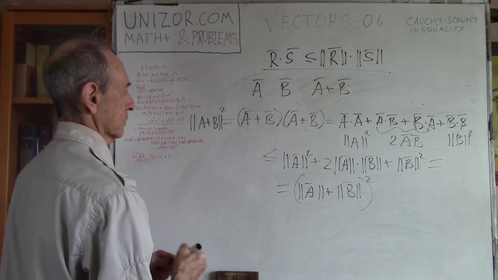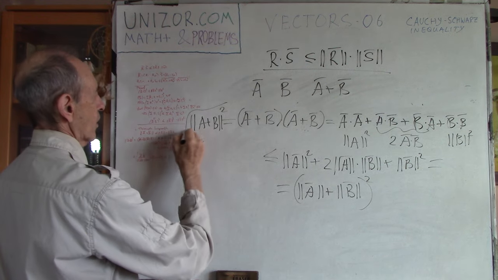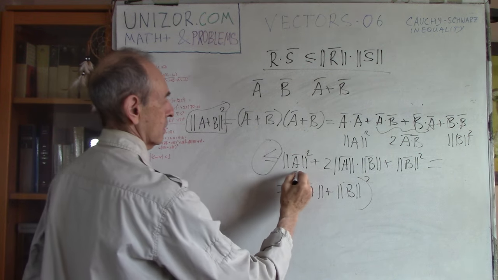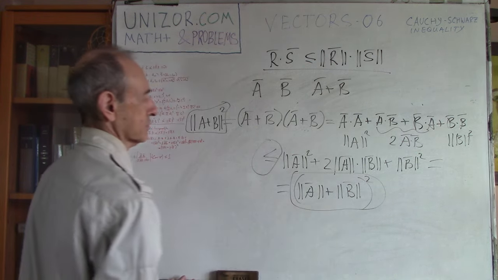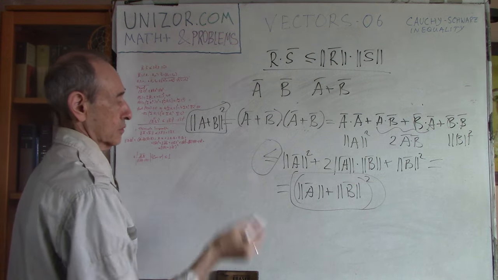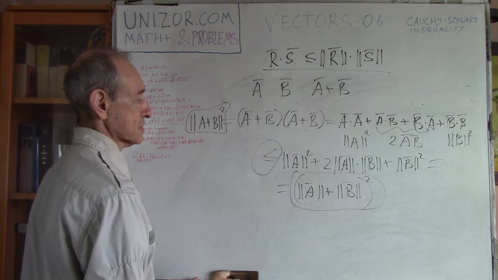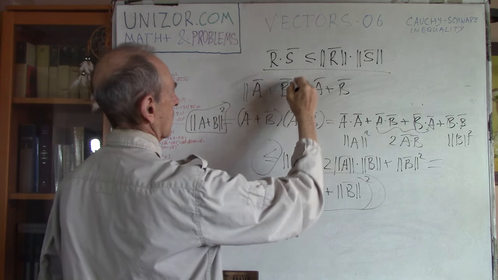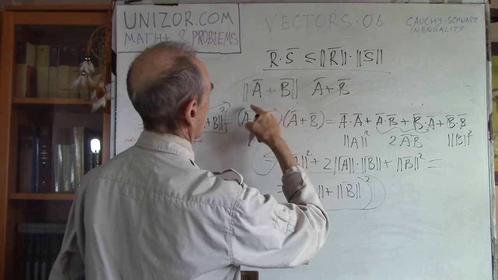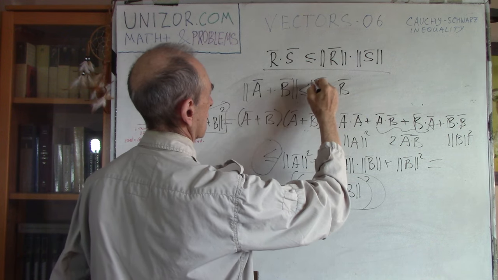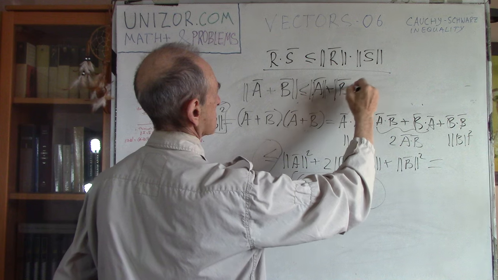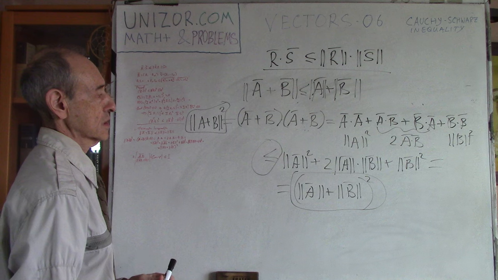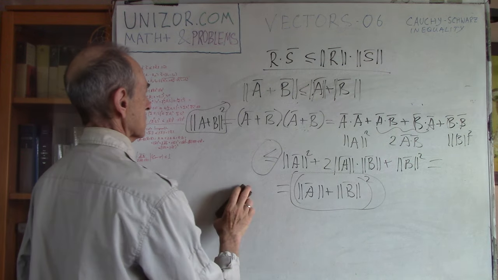So I have this: the square of this length is less than or equal to the square of the sum of lengths. Well, we can take the square root of both sides, and I have exactly this. That would be less than or equal to this plus this. So that's the triangle inequality in the n-dimensional space.